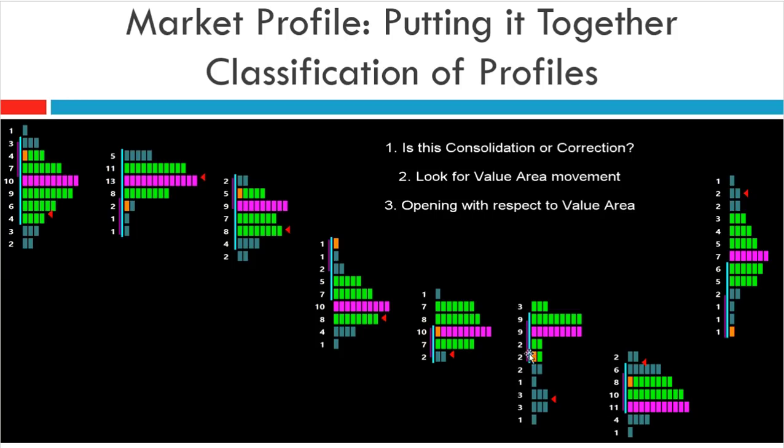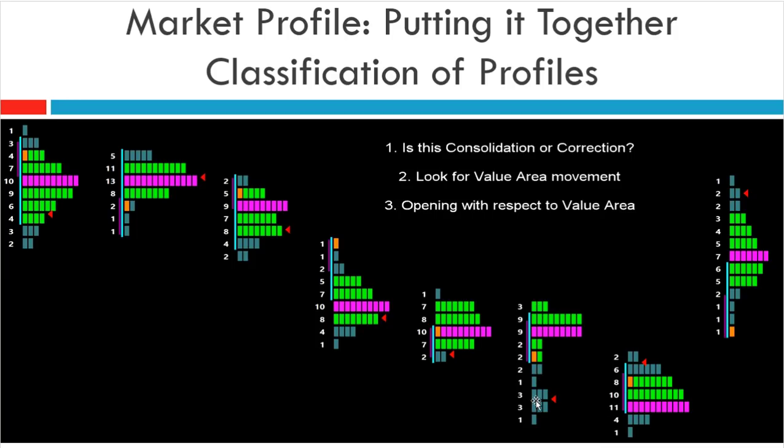Now look at this profile. This has opened below the value area of the previous profile. It has got proper range extension. It is kind of long. There has been selling clearly visible, and the profile is closing towards the bottom of the range.